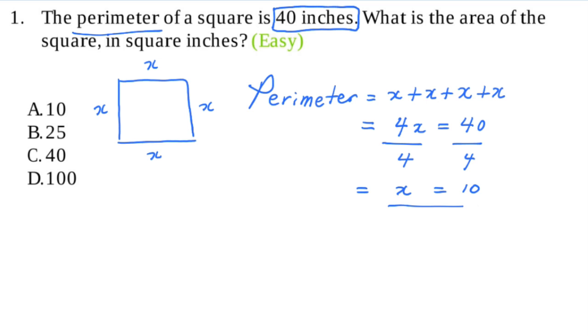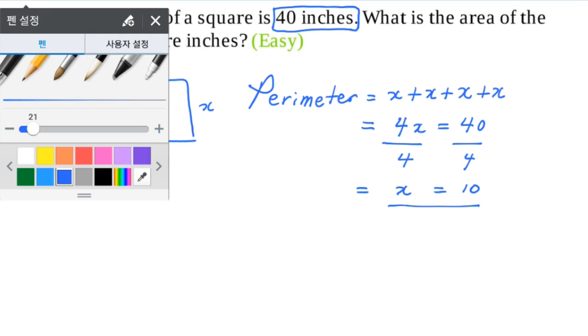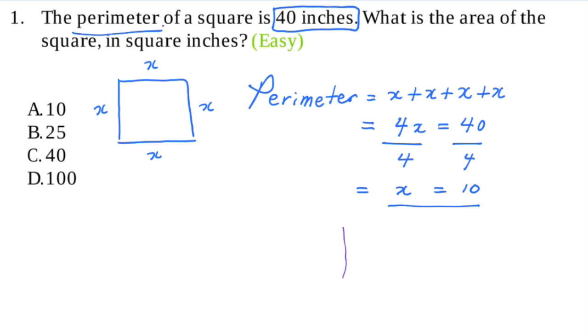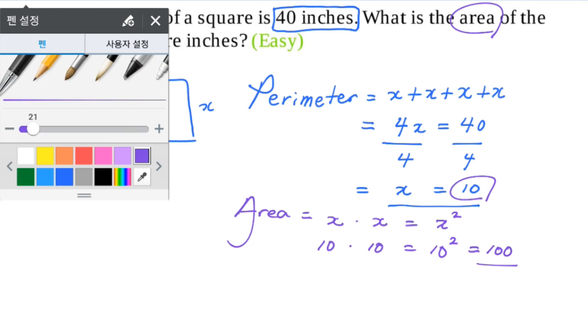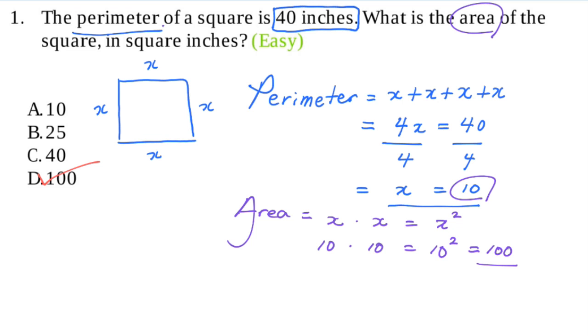Now, this is not our answer. The question asks us to find the area of the square in square inches. To find the area is the side multiplied by the other side, or x squared. We know that x is 10, so we can bring 10 here and substitute in place of x, which will give us 100. That should be our final answer, and our answer choice is D.